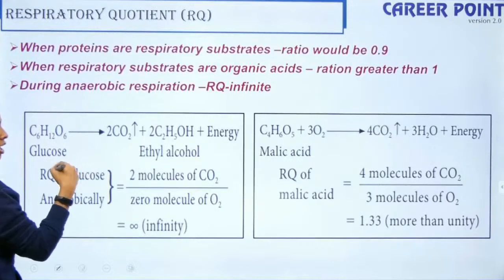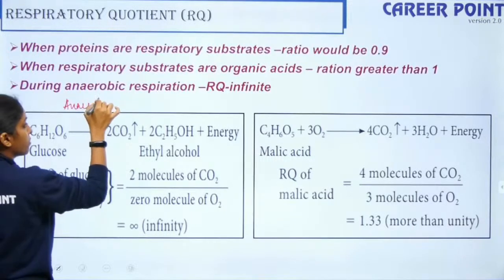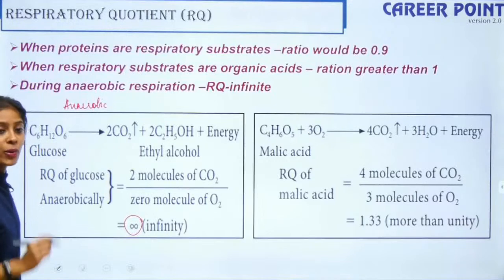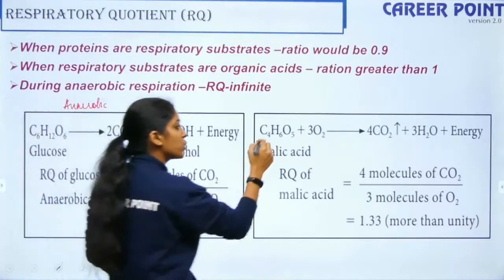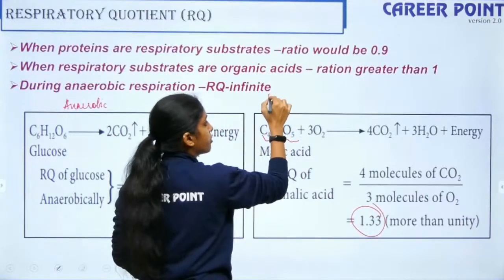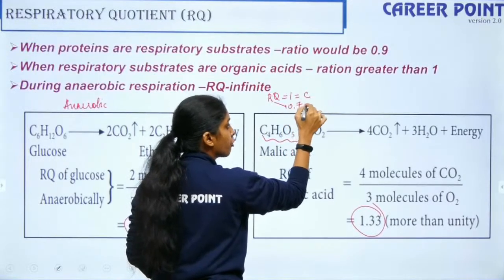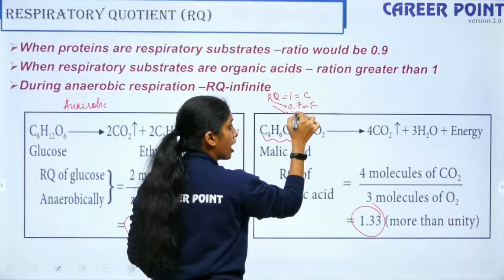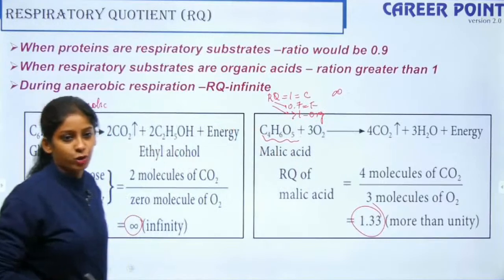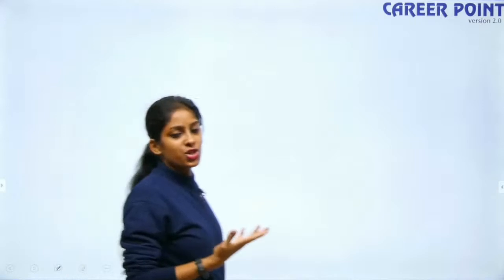If it is anaerobic respiration, there is no oxygen. So when it is anaerobic respiration, RQ is infinity. When I use an organic acid like this, it is greater than 1. So the respiratory quotient is equal to 1 for carbohydrates, less than 1 for your fats, greater than 1 for your organic acids, and infinity for your anaerobic reaction. So all this is what you should remember. Clear? Isn't this chapter easy?